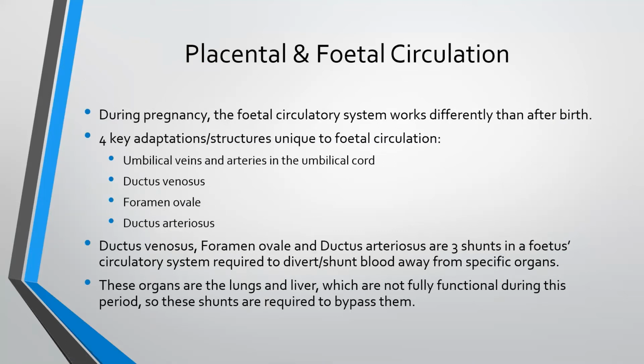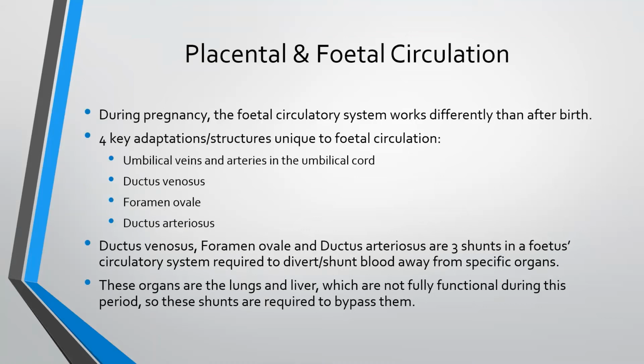So, placental and fetal circulation. During pregnancy, the fetal circulatory system works differently than after birth. There are 4 key adaptations or structures that are unique to fetal circulation. These are the umbilical veins and arteries located within the umbilical cord. There is a structure called the ductus venosus, foramen ovale, and ductus arteriosus.